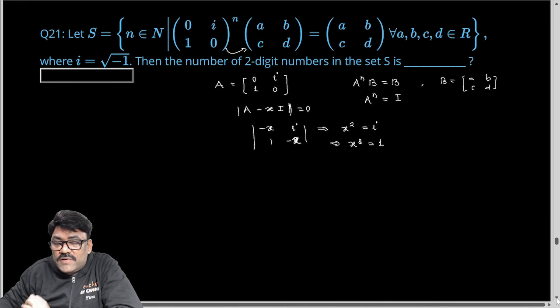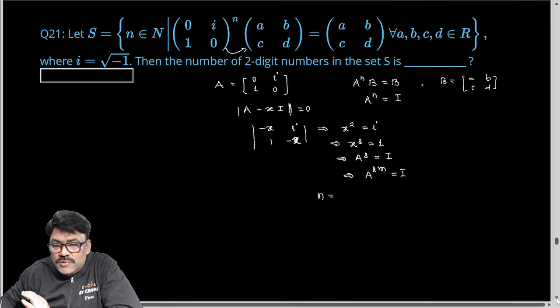And every matrix satisfies its characteristic equation. So you can say A raised to 8 is 1. 1 means identity matrix. When you are replacing x with A, then 1 will be replaced by I. So A raised to 8 is I. And when A raised to 8 is I, A raised to any multiple of 8 will be I. So hence n must be a multiple of 8. n must be of the form 8n, multiple of 8.